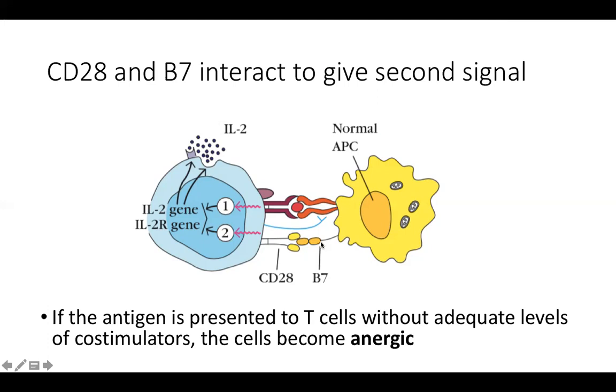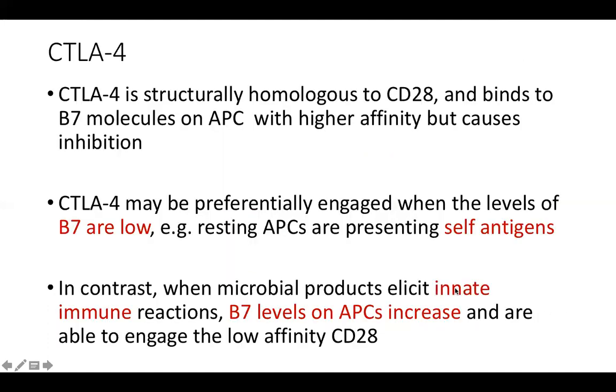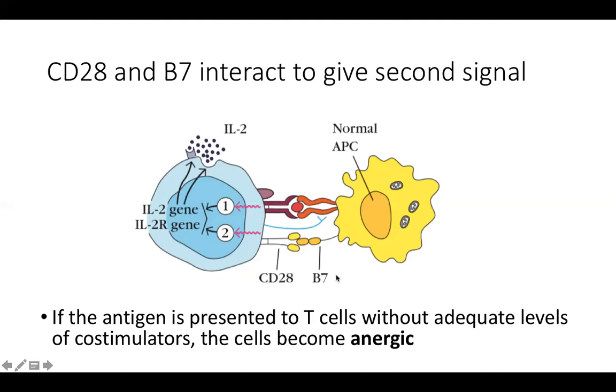It can also occupy B7. Okay, and that has 20 times more affinity for B7 than CD28 has. So it binds to B7 with a higher affinity but causes inhibition. So the first speciality is that it binds with higher affinity. The second speciality is that instead of sending signal 2, it will send an inhibitory signal.